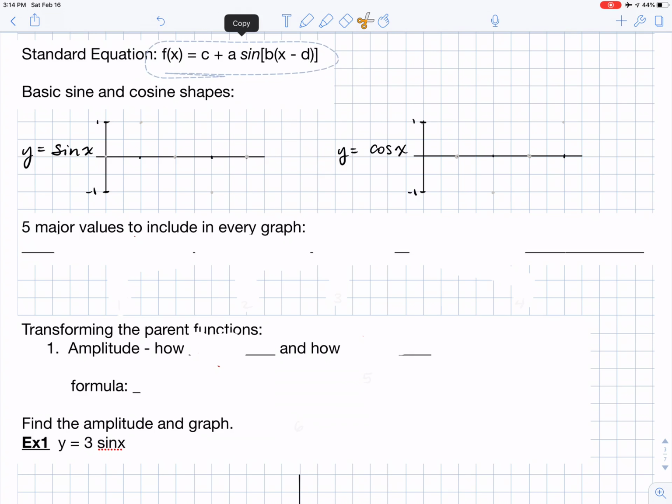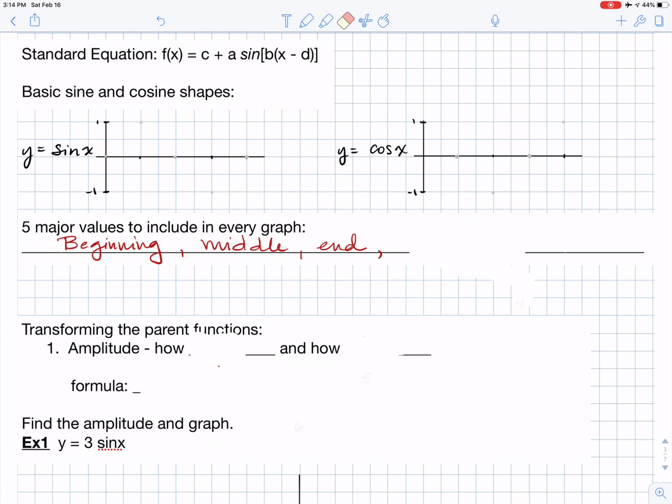The basic sine and cosine shapes. From now on, you will not have to plot all of those values that we plotted in the last two videos. So all you'll have to do is just think about 5 major values. The 5 major values, you want to deal with the beginning, the middle, and the end. So let's stop right there.